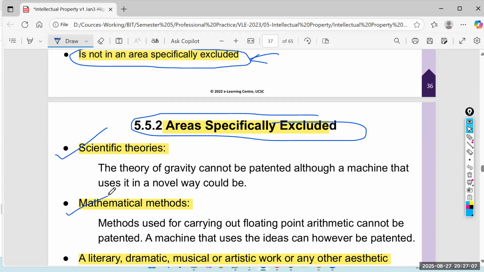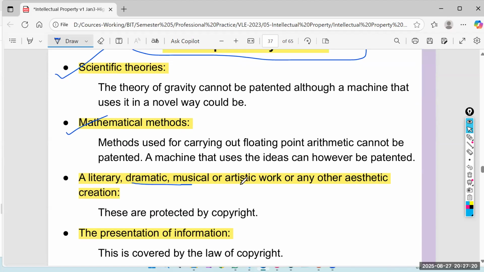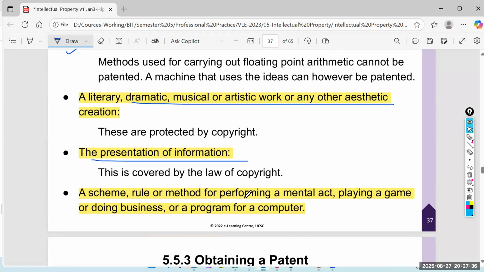And mathematical methods you don't get, like theorems, like the Pythagoras theorem, just like scientific theories. And also literary and dramatic works, you don't get patents because those are covered by copyright. Mere presentation of information, you don't get a patent because this must be an innovative thing, an invention. And certain mental acts, playing games, doing business, programs for computers, usually you don't get a patent.